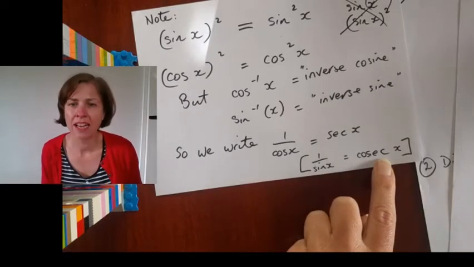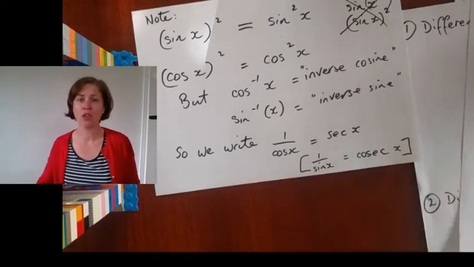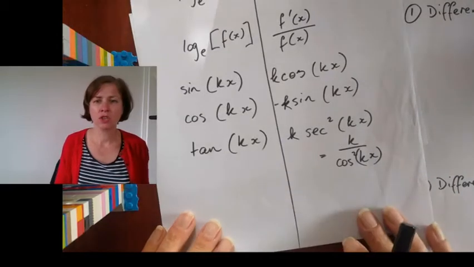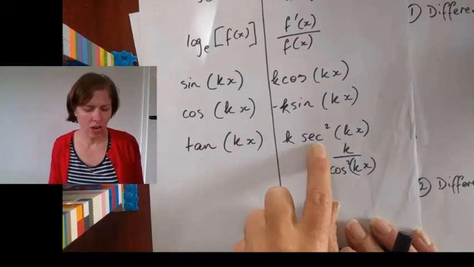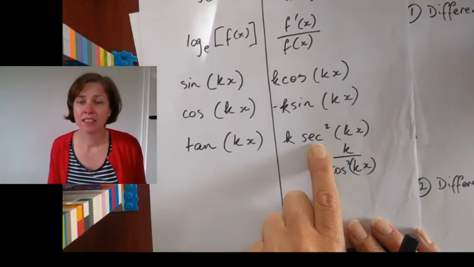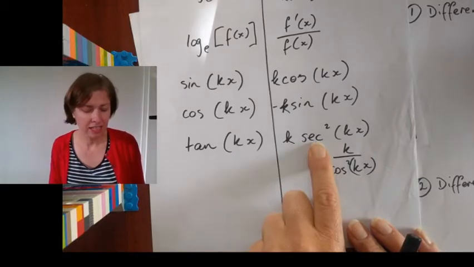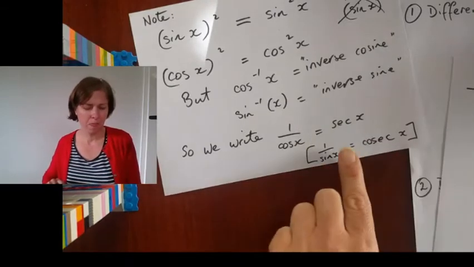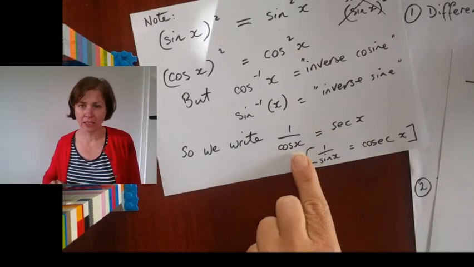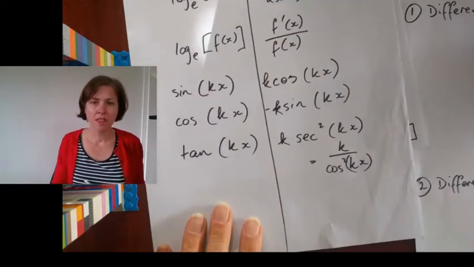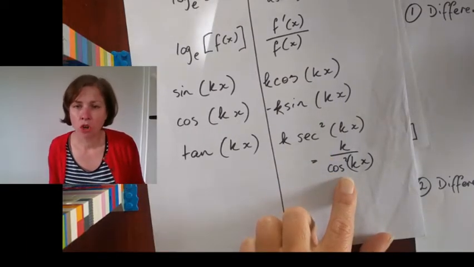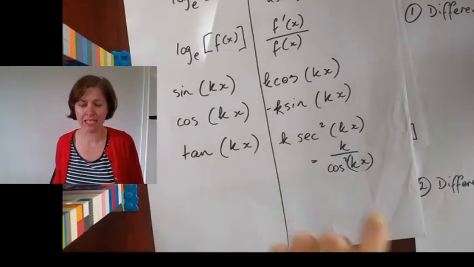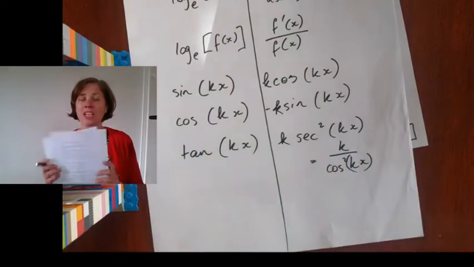Now, the reason you need to know that is because the derivative of tan kx is k times sec squared kx. So sec of x is 1 on cos x, all right? Therefore, this is equal to k over cos squared kx. So now I'm just going to do some examples, and I'm going to refer back to this sheet to help me.